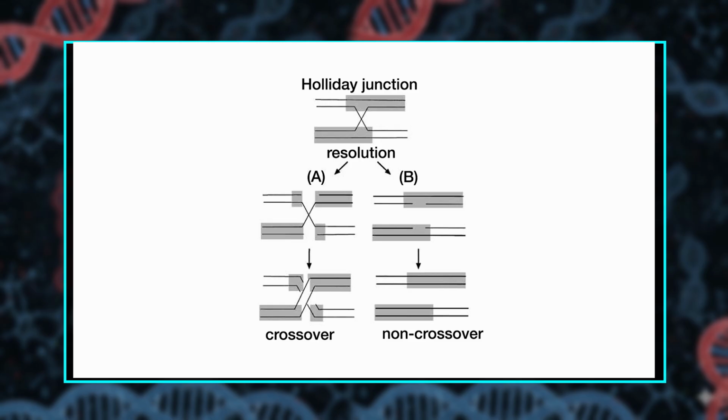Resolution. To complete recombination, specialized endonucleases cleave the Holliday junction in a manner that produces either crossover, that is exchange of chromosome arms, or non-crossover products, gene conversion without exchange. And this resolution step is vital for chromosome segregation, since crossovers create chiasmata that hold homologs together until anaphase 1, ensuring accurate disjunction and reducing aneuploidy risk.